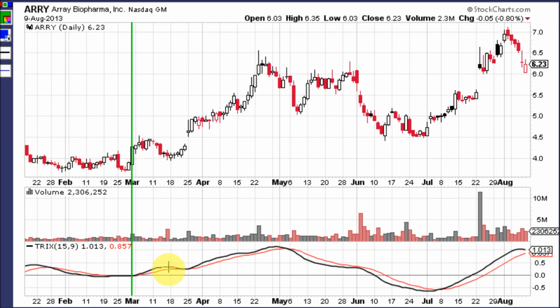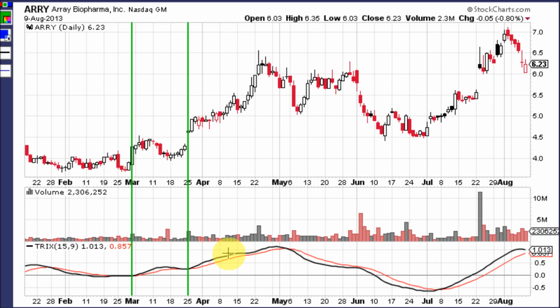Stock goes up. Right here, Trix drops below the signal line briefly and then crosses back up through it. And that was on a day of very good volume. Again, as the stock price breaks out into blue sky territory above all resistance on the chart.